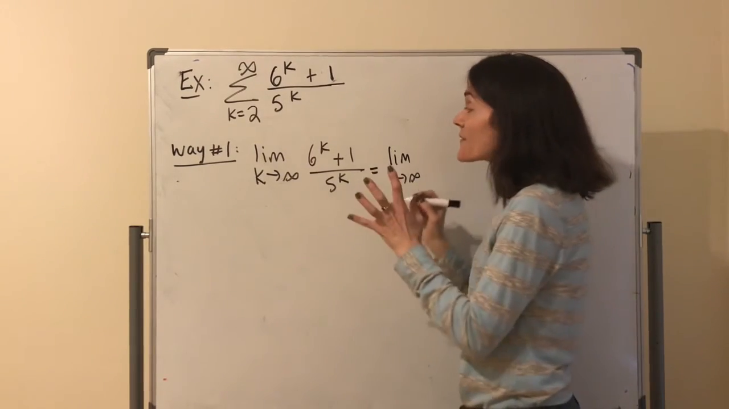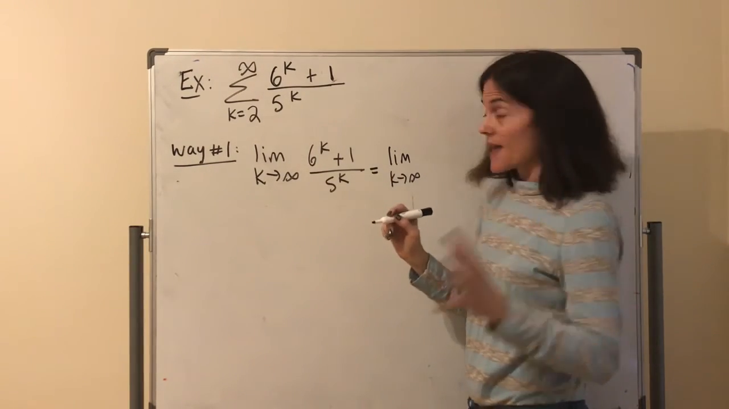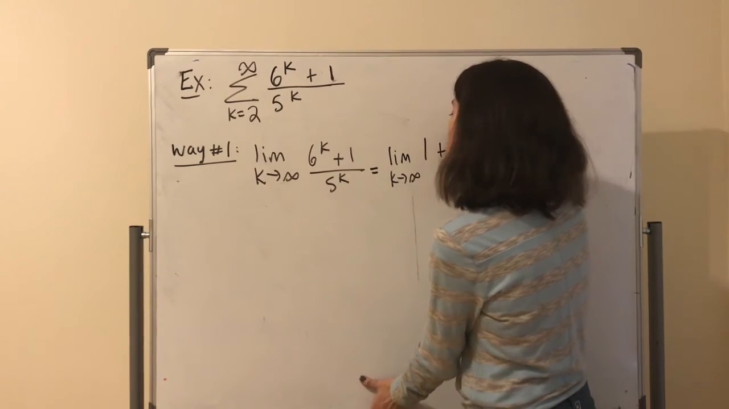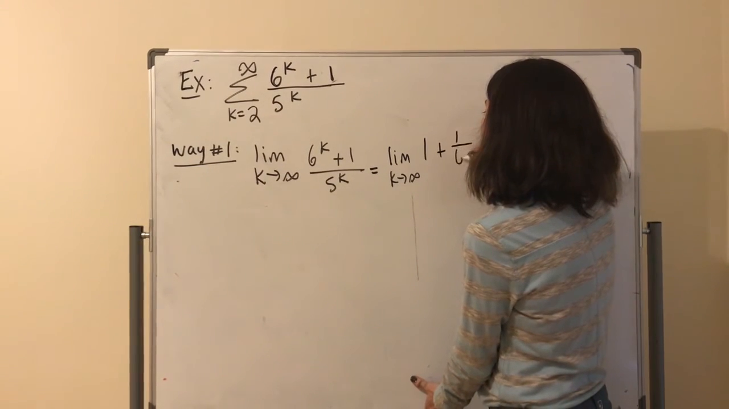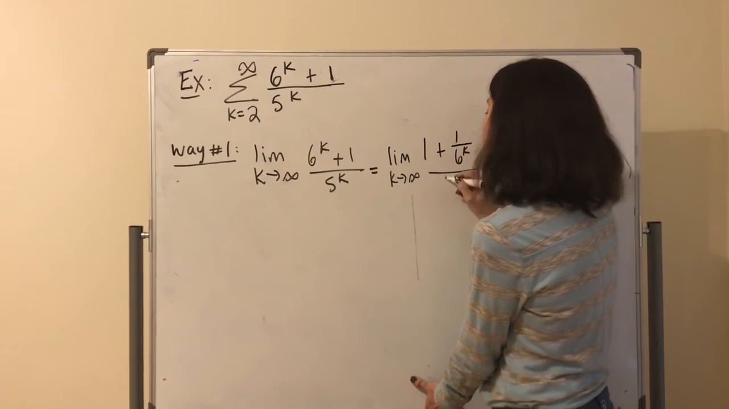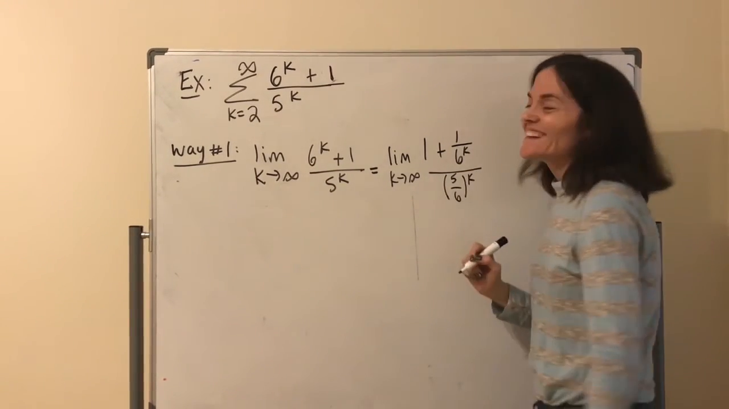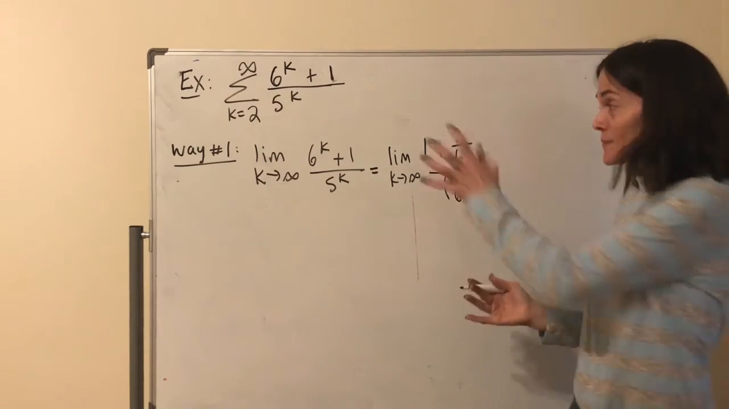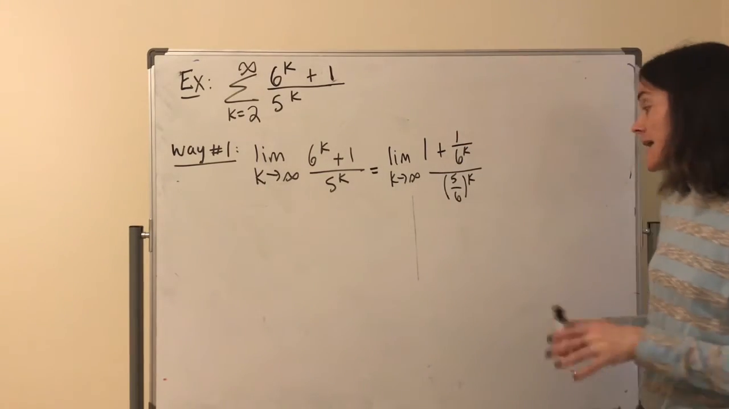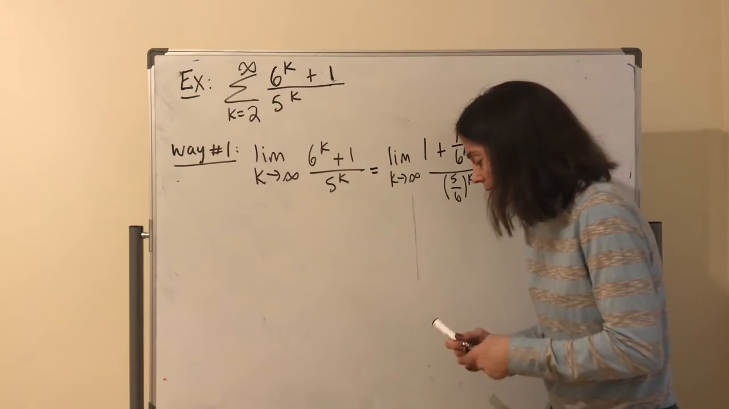Well, I'm going to divide everything. The highest thing I see is 6 to the k. So I would have a 1 plus, this would be 1 over 6 to the k. And in my denominator, I have a 5 over 6 to the k. Right? I've divided every term, every piece by 6 to the k. Now you see I can evaluate this limit.